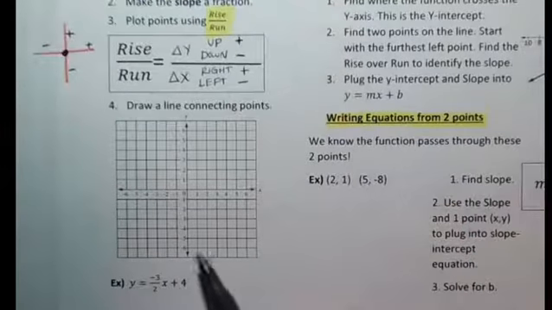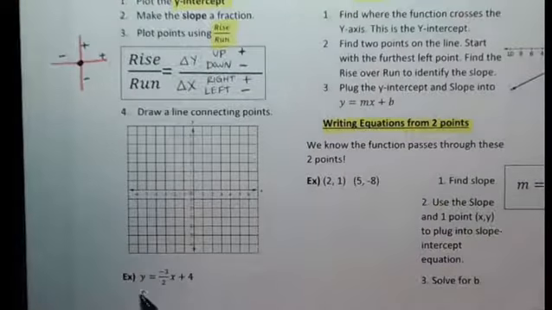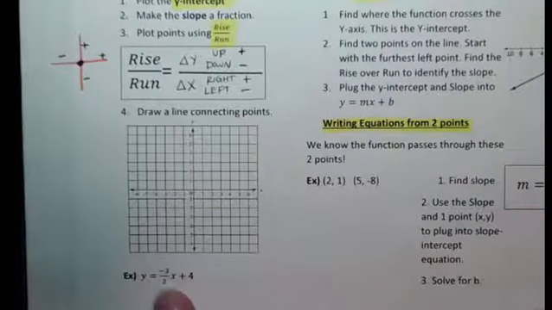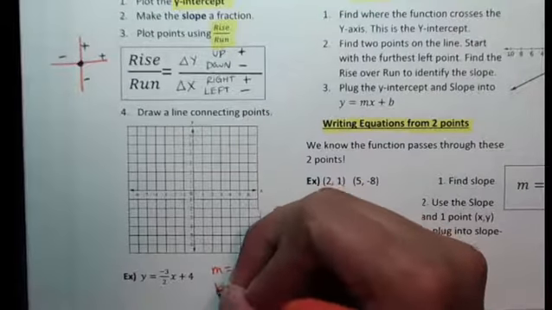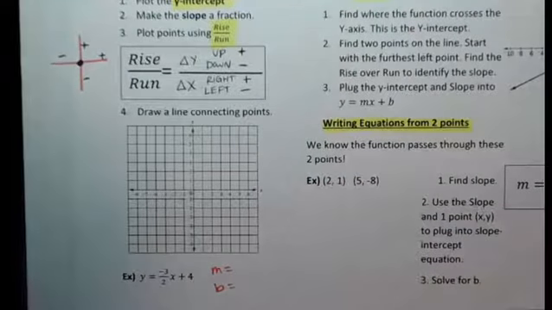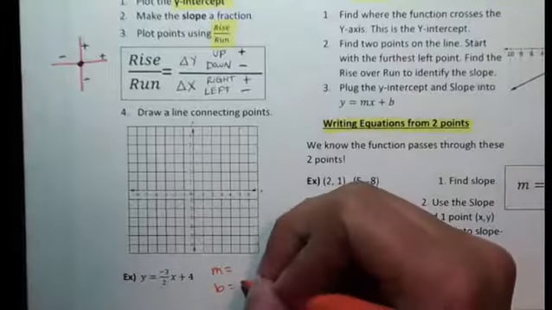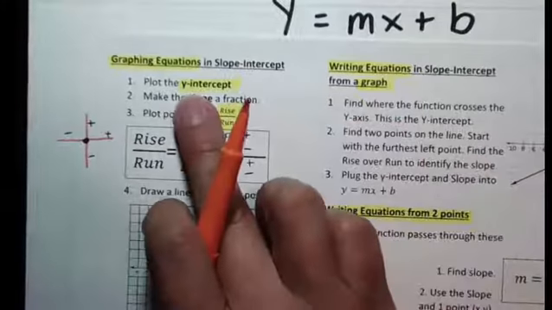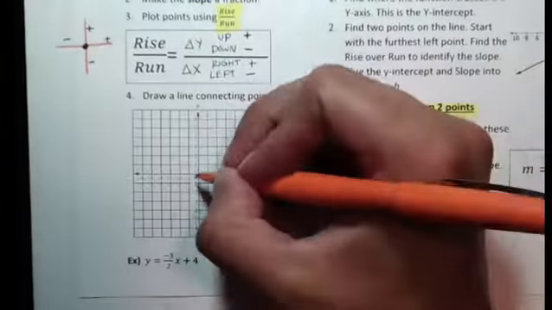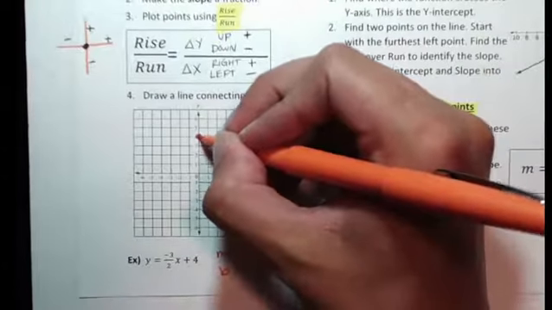So at the bottom it gives us the example. y is equal to negative 3 halves x plus 4. First of all, is that in slope-intercept form? Is that in y equals mx plus b? Yes, it is. So let's identify what the slope is and what the y-intercept is. What is the y-intercept first? Okay, the y-intercept here is a positive 4. So since I know the y-intercept is a positive 4, that's the first thing I'm going to do: plot the y-intercept. So go up the y-axis to a positive 4 and put a dot there.